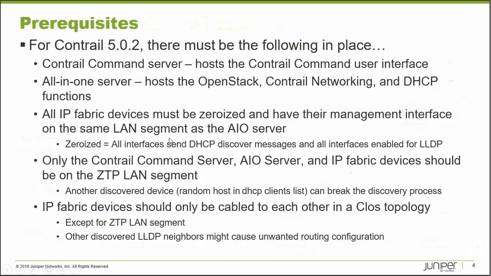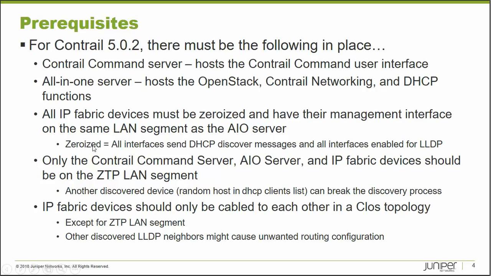Okay, there's that. So in order to do the Greenfield onboarding, you must have this in place in 5.0.2. You have to have that Contrail command server, because it hosts that Contrail command user interface. So to do this, you're going to launch this whole thing from the Contrail command user interface. You have to have the all-in-one server, which has OpenStack, Contrail networking, and also a DHCP container. All IP fabric devices must be zeroized and have their management interface on the same LAN segment as the AIO server. We talked about that.